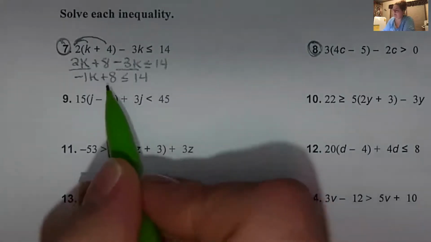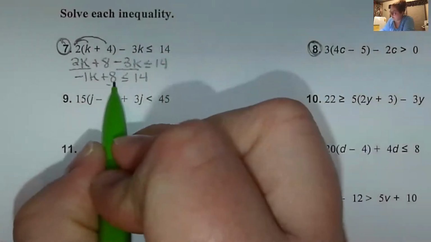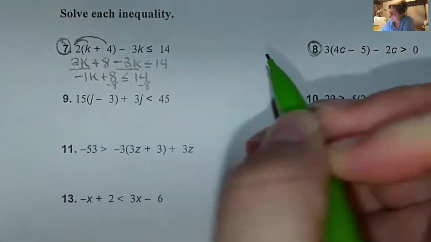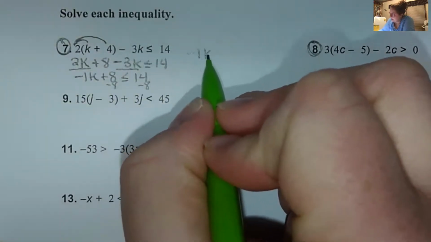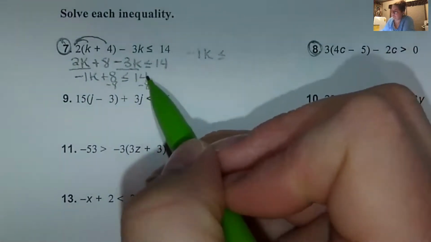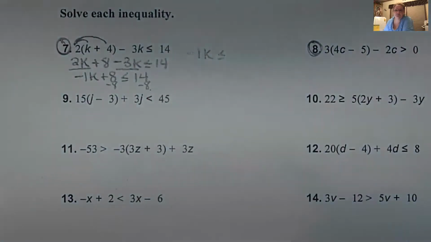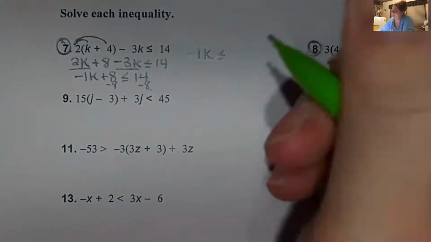Okay, now I want to get k by itself. I've got to subtract that 8 over. So I have negative 1k less than or equal to, what's 14 minus 8? 6.